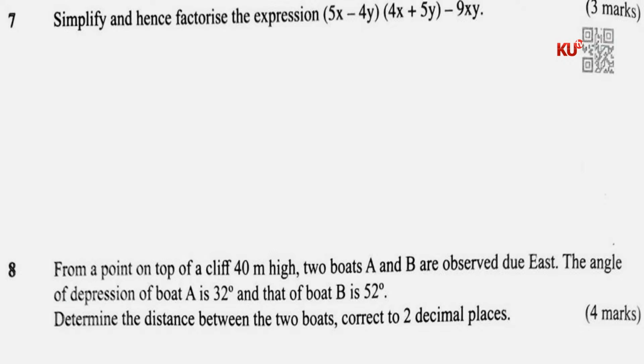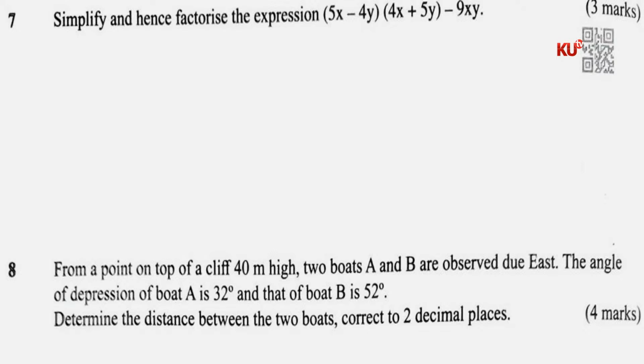So I can say this is my cliff. This is a surface. I call this one a cliff. Now, this cliff of mine is 40 meters high. The height from the ground to the top here is 40 meters. Then they say that we have two boats here, boat A and boat B.